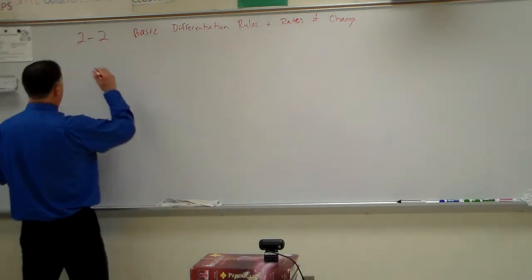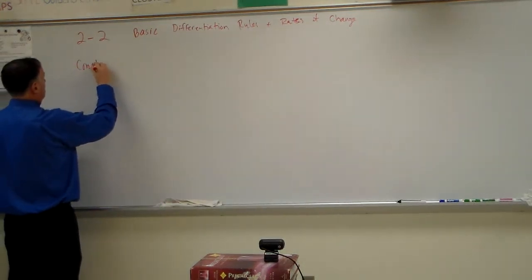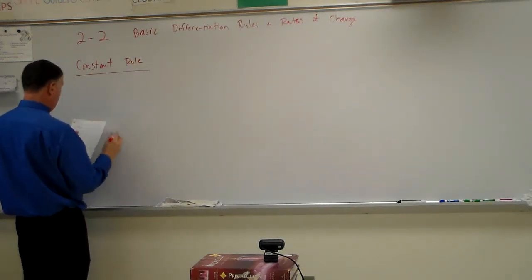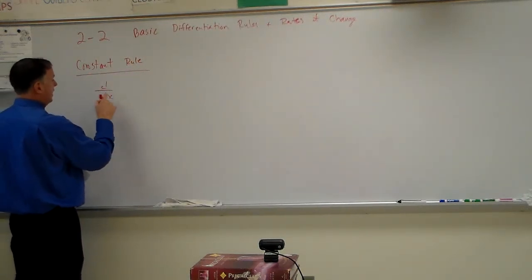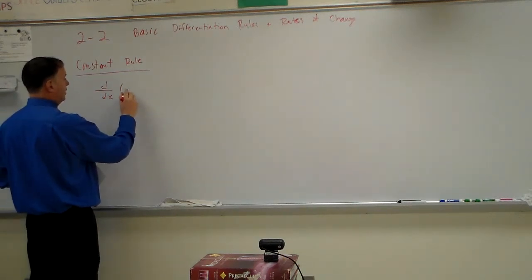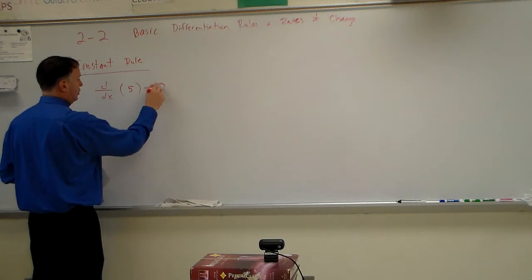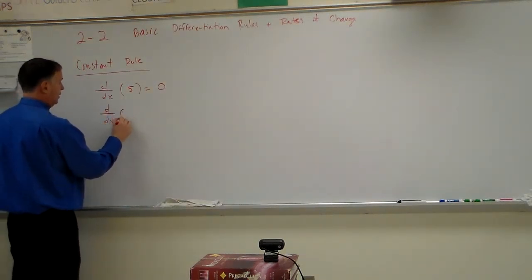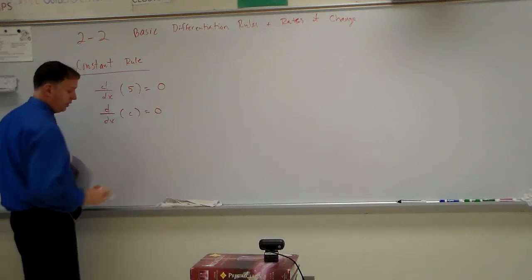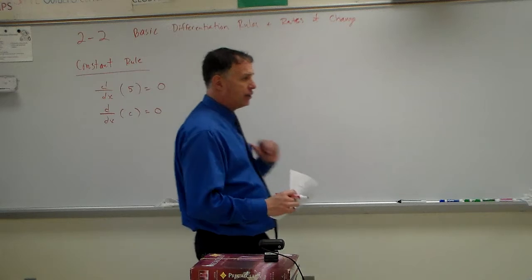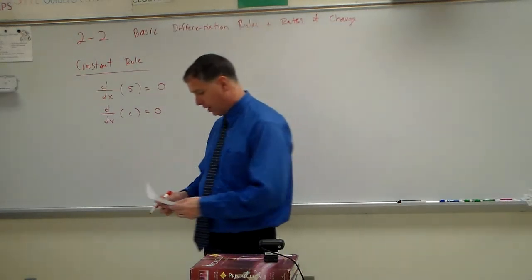So the first one's called the constant rule. And the constant rule is when you take, that's just notation for a derivative, okay? When you take the derivative of a constant term, your answer is 0. And I guess I should do it with a letter. Okay, we'll say C is a constant, 0. The derivative of 5 is 0. The derivative of 1 is 0. The derivative of 129 is 0. Okay?